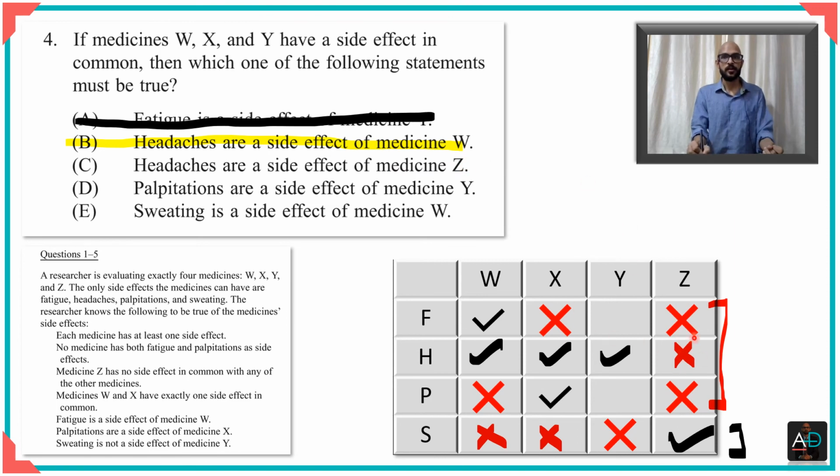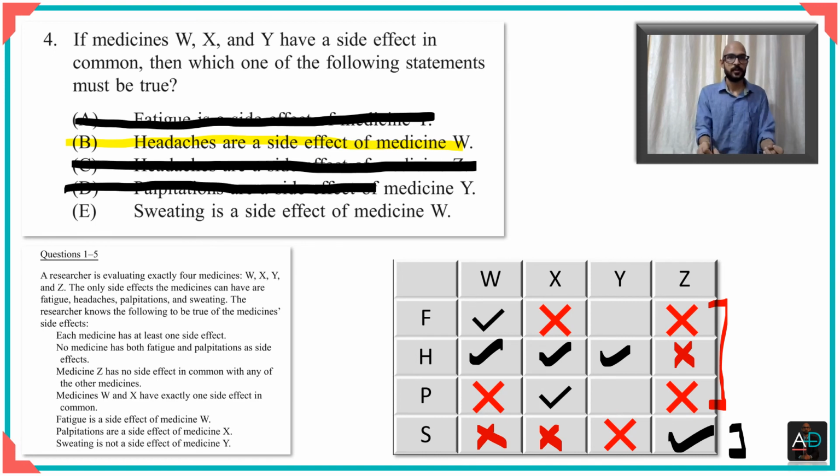Headaches are not a side effect of medicine Z. Therefore, I will eliminate this option. Let's look at option D. It says that palpitations are a side effect of medicine Y. Palpitations, you have nothing here. Since it's empty, it has to be eliminated. I'll eliminate this as well.